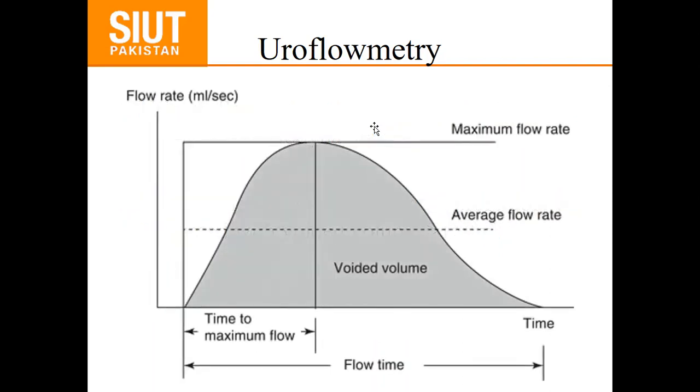This is how a UFM curve normally looks like, and on the y-axis we can see the flow rate, which is in milliliters per second. X-axis is the time to achieve that flow, and this is a bell-shaped curve which is normally, and the peak is the maximum flow rate.